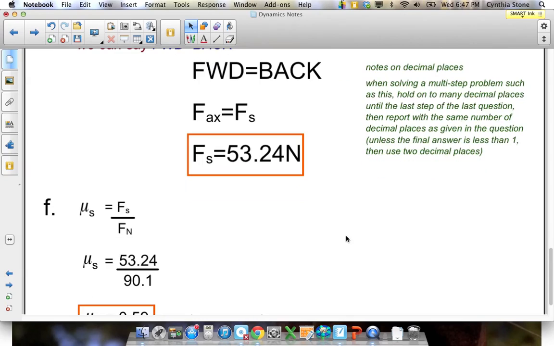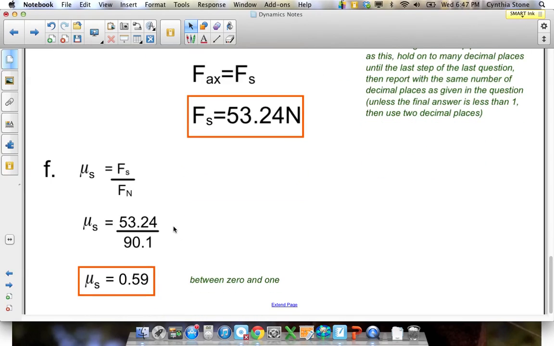All right, but anyways, last part, looking for mu s, FS over FN. We know FS, we know FN. That's definitely a good answer because it's between 0 and 1. Good work. Sorry it's so long.